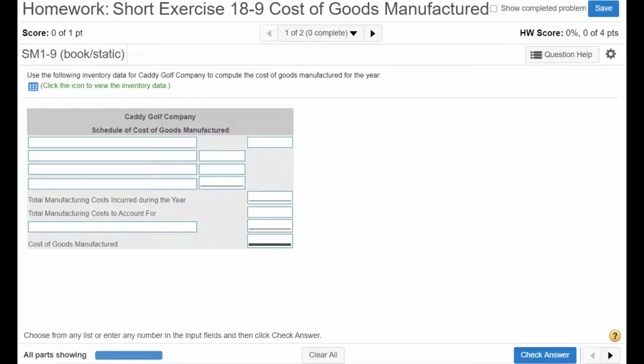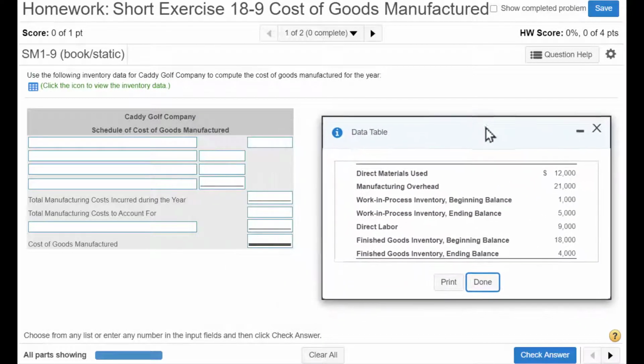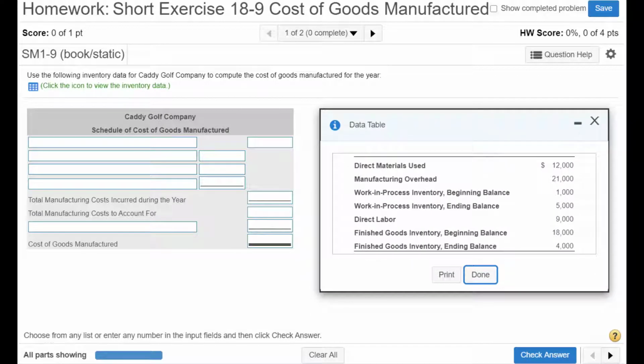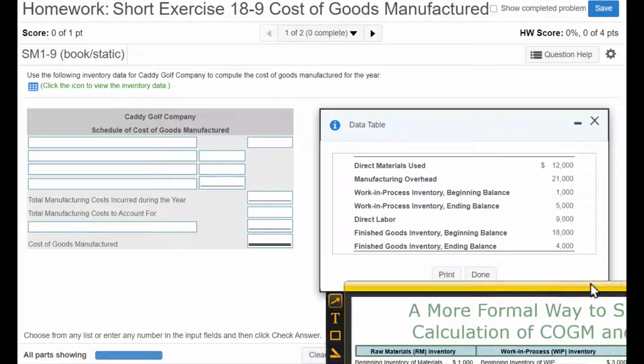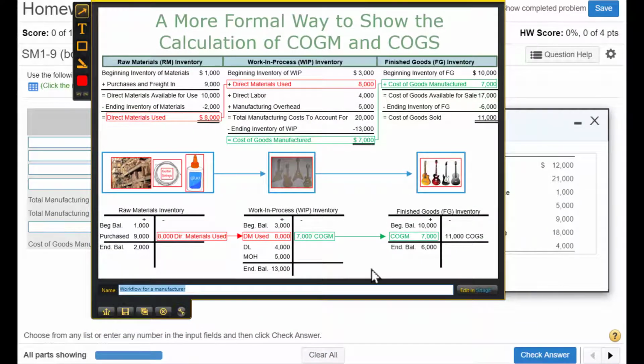Short exercise 18-9. We're going to create a cost of goods manufactured. Use the following inventory data for Caddy Golf Company to compute the cost of goods manufactured for the year. So before we can do this problem, we need to be really familiar with the workflow for a manufacturer.